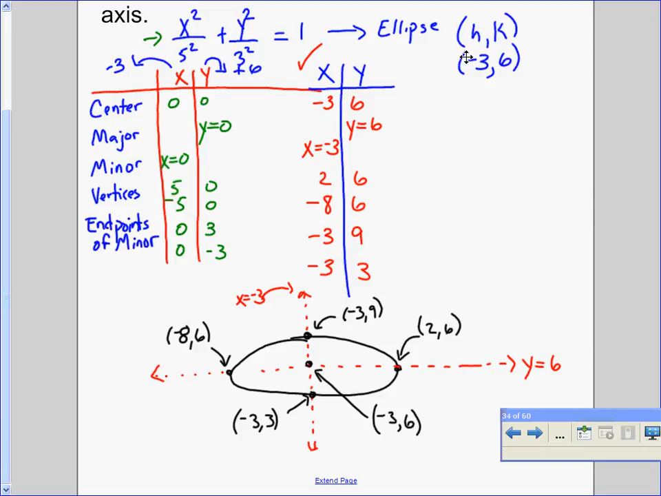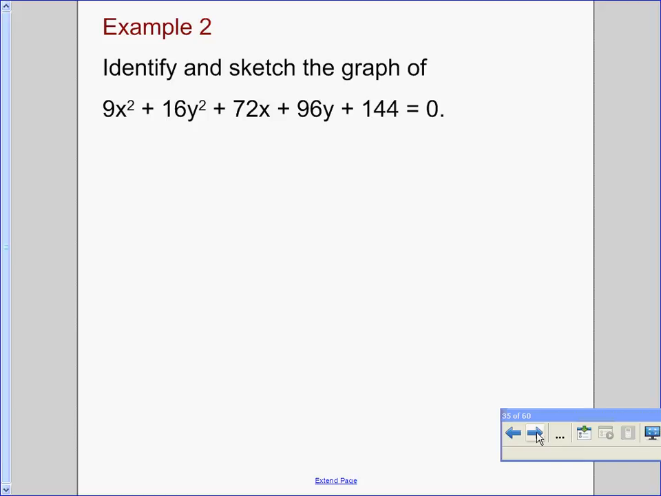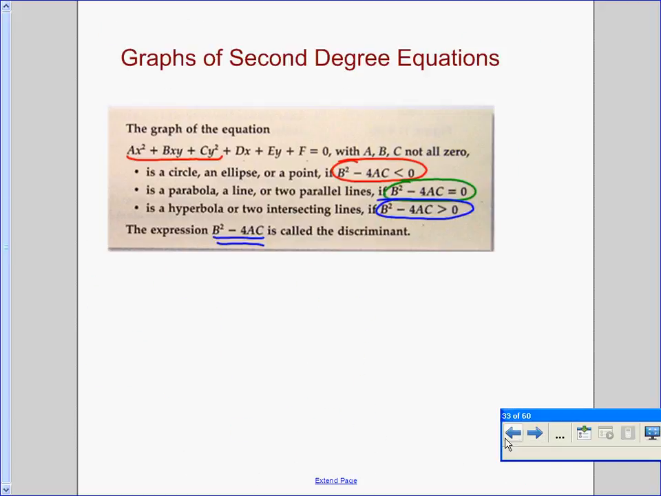And let's go ahead and look at the next example. This time we're going to identify and sketch the graph of this function here, or this equation. So what you notice here is that you have an x squared and a y squared. So most likely it's either a hyperbola or an ellipse. It's one of the two because it has two quadratic terms in it, your x squared and your y squared. All right, so from here we could use that formula that we looked at back earlier to find out what we thought it might be, this formula here.